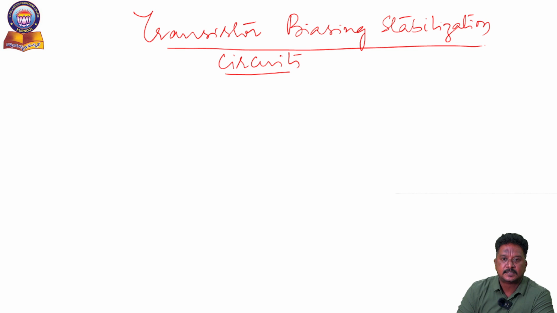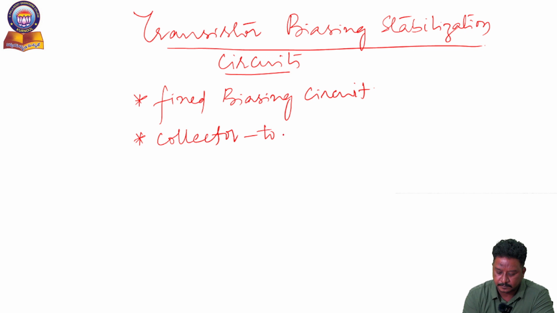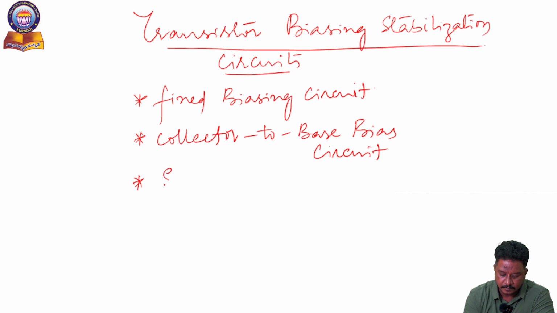In that process, some of the stabilization circuits we have to come across, in which the first one is the fixed bias circuit, fixed biasing circuit. The next one is the collector to base bias circuit. The next one is the emitter to base bias circuit.